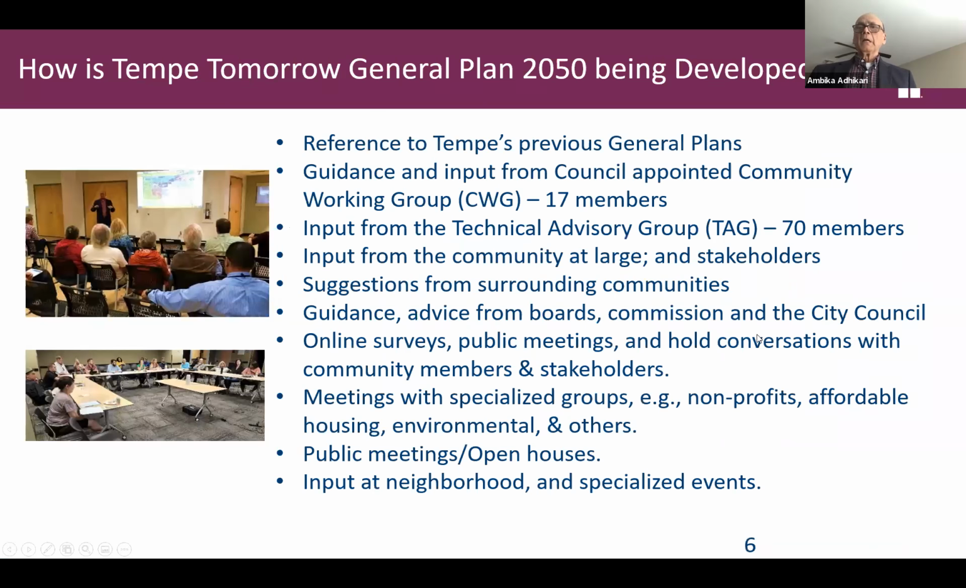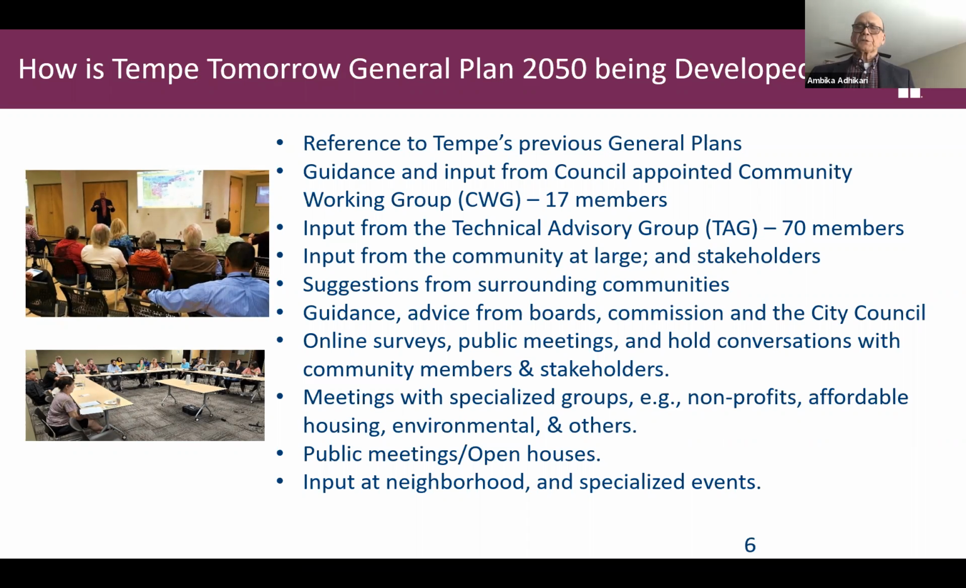Next one. Okay, so how is the Tempe Tomorrow General Plan being developed? Next one. Basically, we refer to the previous plans because we just build on what we already have, what has been approved. So we have what is called the 2040 plan that was ratified by the voters in 2014. And then, of course, we take a lot of guidance and input from the council and appointed commissions. The appointed commission for the general plan is the community working group that has 17 members.